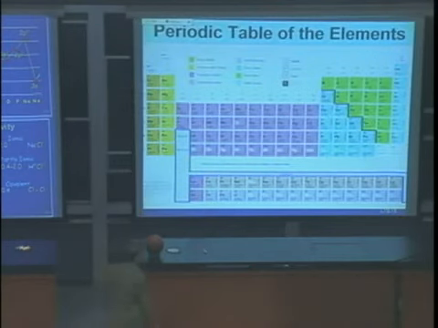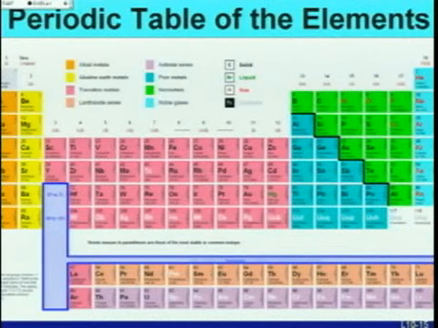Now you have here the table of elements. These are the alkali metals. These are the alkaline earth metals. These are the transition metals. These are the transition metals. And then you have here what we call poor metals. Actually, they are not poor metals. They are neither really metals, nor are they non-metals. They are metalloids. Semiconductors, for example, belong to this group.